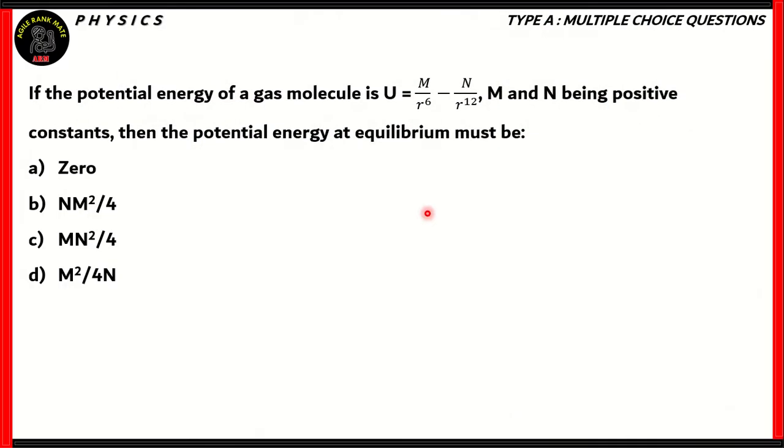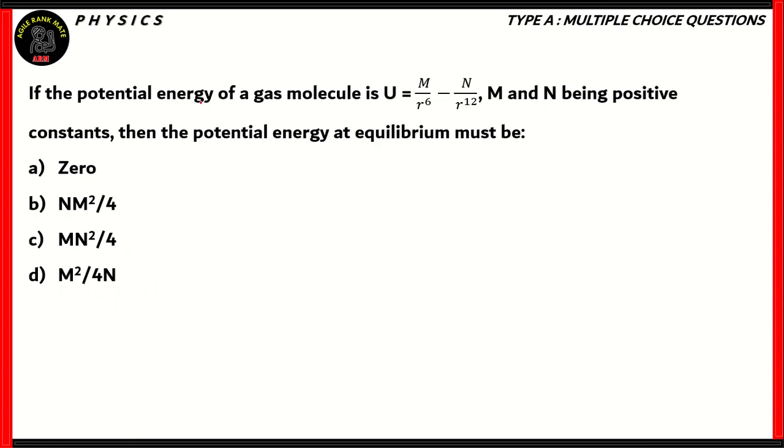So let's start up with our first question. This one is from physics. If the potential energy of a gas molecule is U equals m by r raised to 6 minus n by r raised to 12, m and n being positive constants, then the potential energy at equilibrium must be 0, n squared by 4m, m n squared by 4, m squared by 4n.